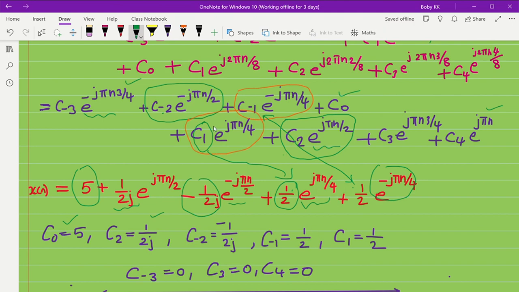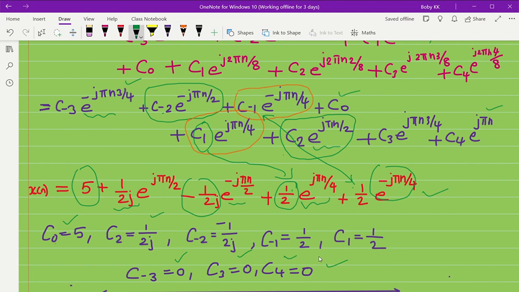There are other terms here. The coefficients c minus 3, c3 and c4 are not present in the given sequence, so we have to take them as 0, because those terms are not present in x of n. x of n has 5 terms representing c0, c2, c minus 2, c minus 1, c1. What remains, the coefficients c minus 3, c3, c4, are to be taken as 0. In this way we are finding the Fourier coefficients.